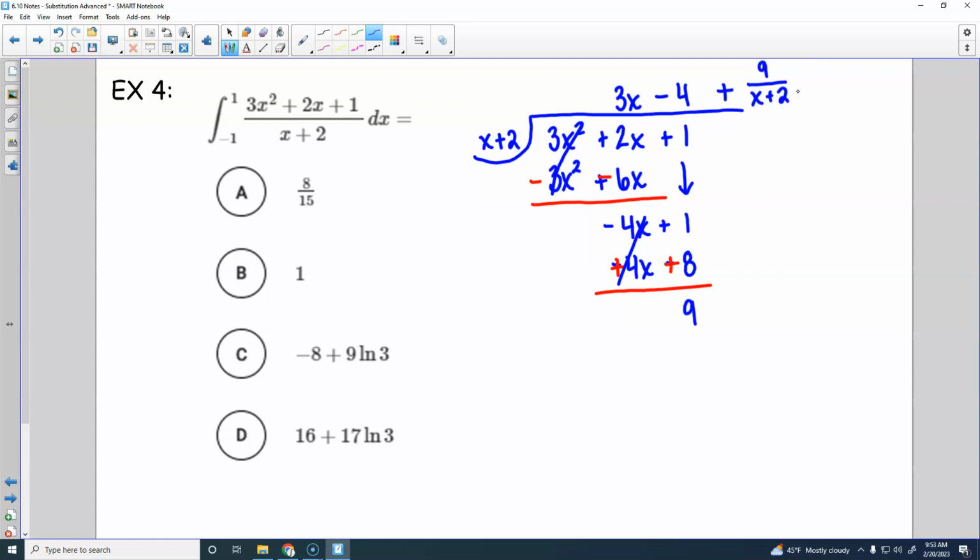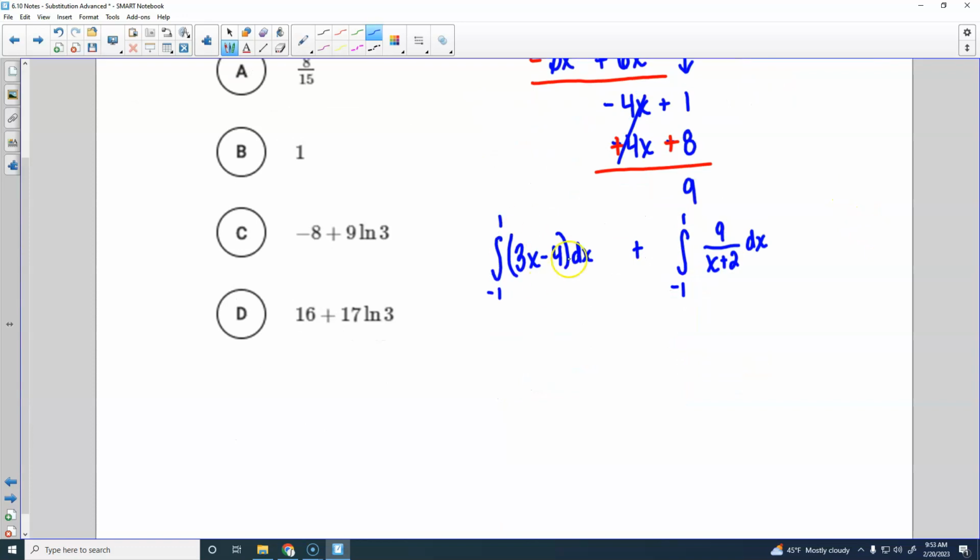And so it is easiest to deal with this separately. We're thinking of the integral from negative 1 to 1 of 3x minus 4 dx plus the integral from negative 1 to 1 of 9 over x plus 2 dx. And you can do those two parts completely separately and then add them together at the end. So I'm going to work with this first part first here.